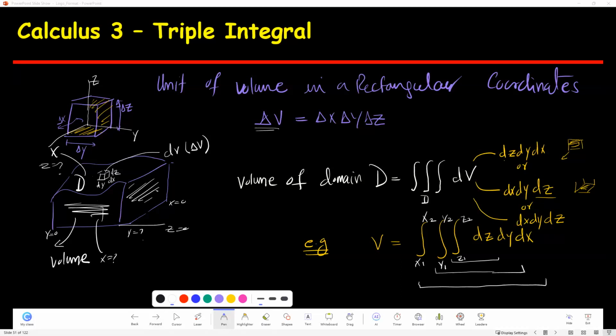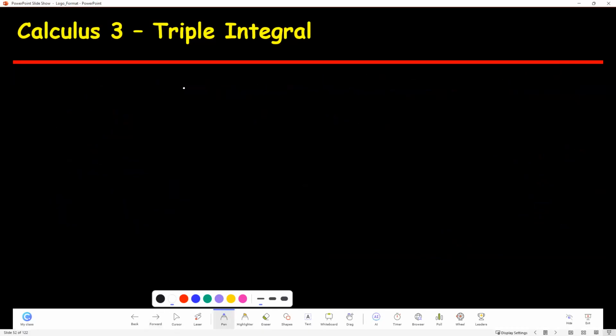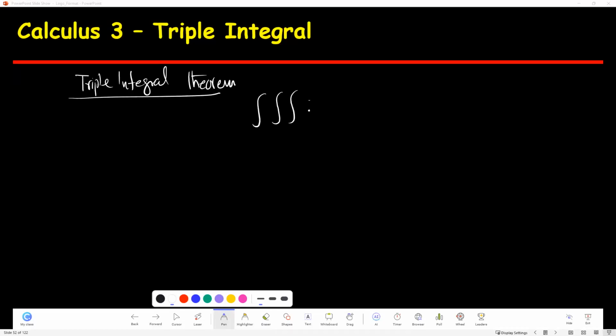Let's take a look at examples. But before the examples, we can write the theorem. The theorem is pretty much the same way. You can write a triple integral like this. I have a function f(x, y, z), the volume is given by dV, and here I have a domain. I can call Q my domain.